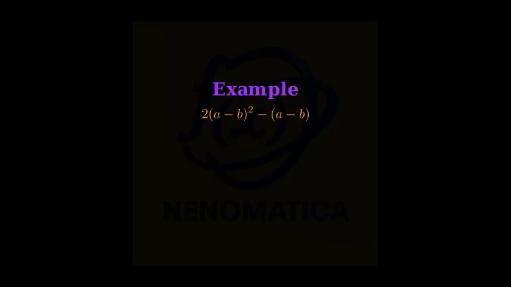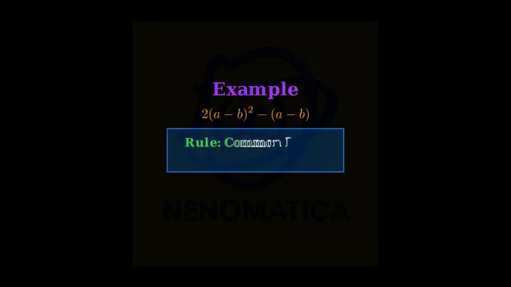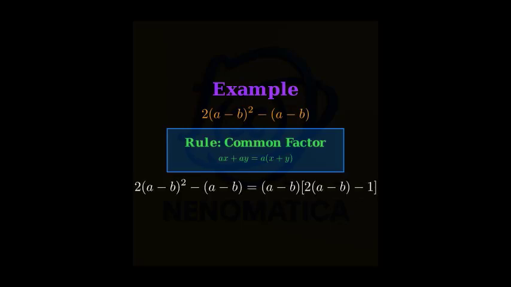We need to factorize the expression 2 times a minus b squared minus a minus b. Let's start by factoring out the common term a minus b. To do this, we need to identify what's common to all terms in our expression. We can rewrite the expression as a minus b times the expression inside the brackets. Inside the brackets, we have 2 times a minus b minus 1.